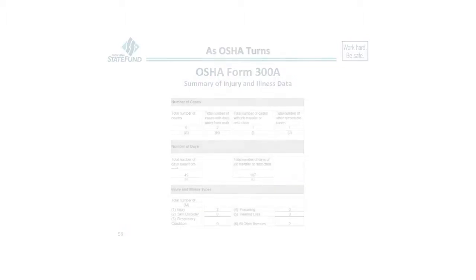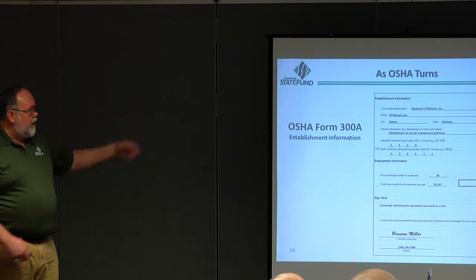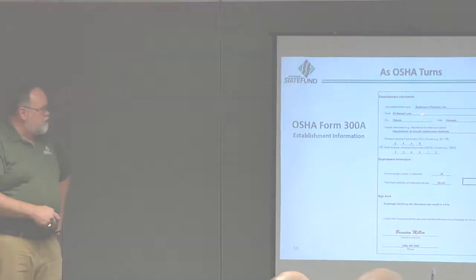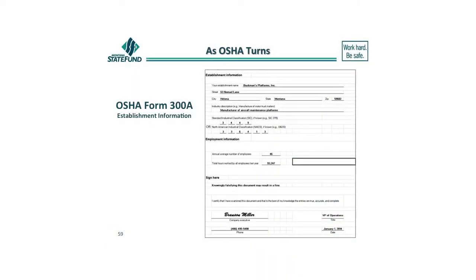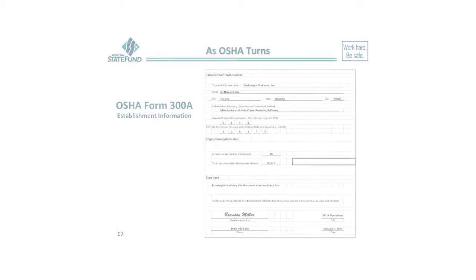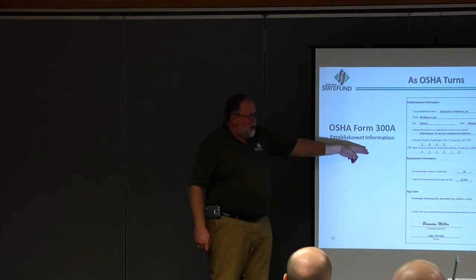This is what gets posted, remember. I did put in my establishment name, which was Buckman's. I did put in the address, the type of business. I build aircraft maintenance platforms. So I use my standard industry classification and my NAICS code.